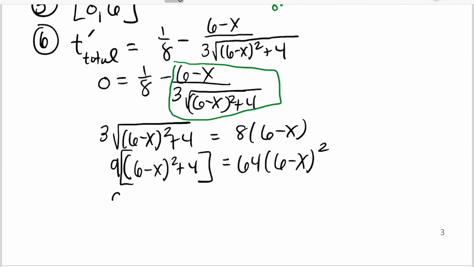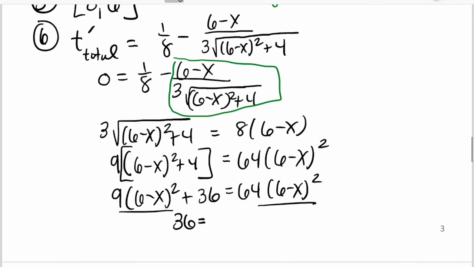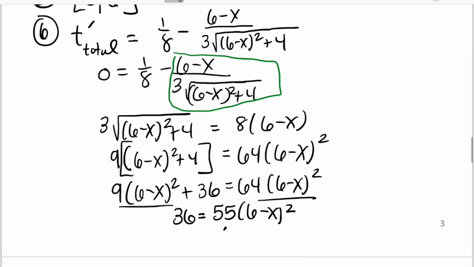Then I can distribute that 9. I have 9 times (6 minus x) squared plus 36 is equal to 64 times (6 minus x) squared. I can subtract 9 times (6 minus x) squared from both sides because these are like terms. And I'm going to get 36 is equal to 55 times (6 minus x) squared. I can divide both sides by 55. (6 minus x) squared is equal to 36 over 55.